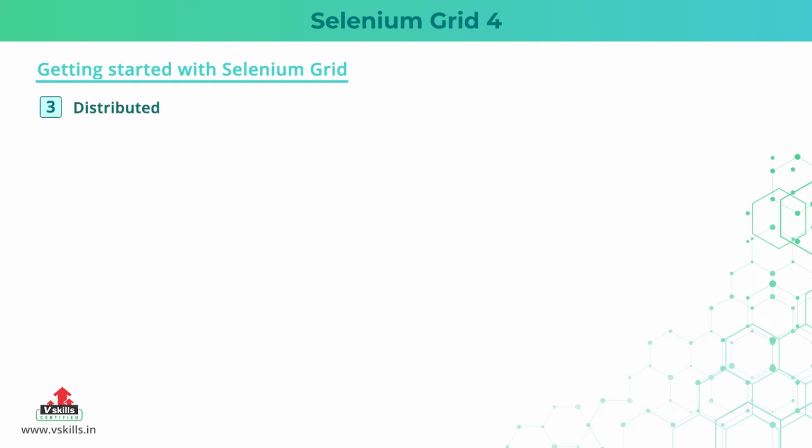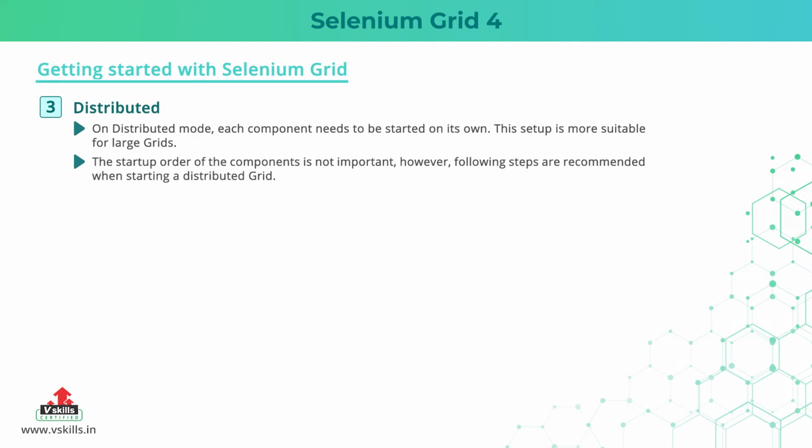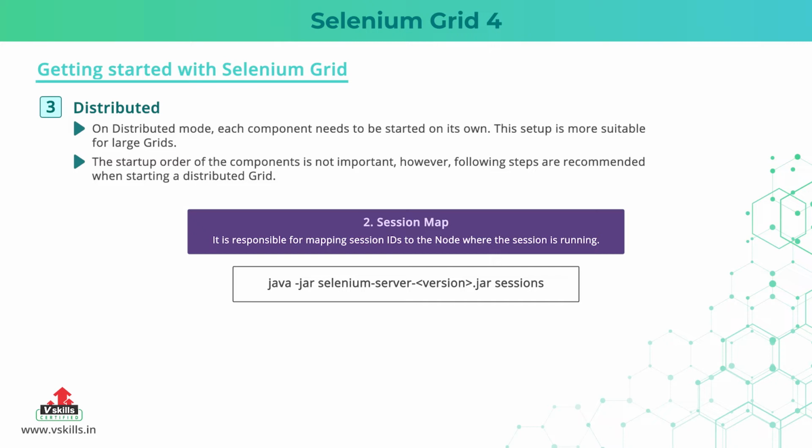3. Distributed. On distributed mode, each component needs to be started on its own. This setup is more suitable for large grids. The startup order of the components is not important, however, following steps are recommended when starting a distributed grid. 1. Event bus serves as a communication path to other grid components in subsequent steps. 2. Session map, responsible for mapping session IDs to the node where the session is running.